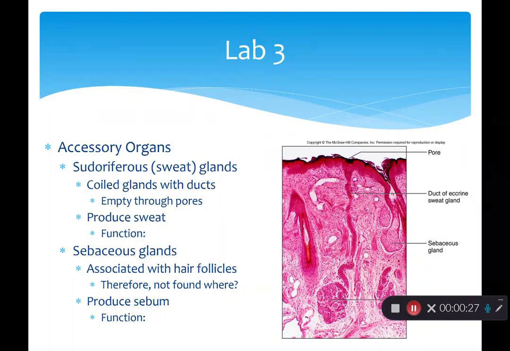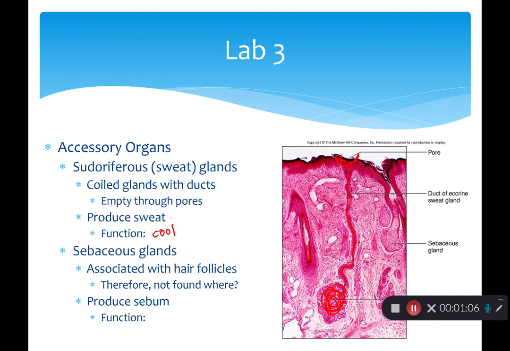So first we have sudoriferous glands. These are commonly called sweat glands, and I'm fine with that if you want to call them that on the test. They are coiled glands with a duct, a tube that leads out, and it empties through a pore. So that's what your pores are for. That's where sweat comes out. Sweat's function is to cool the body through evaporation.